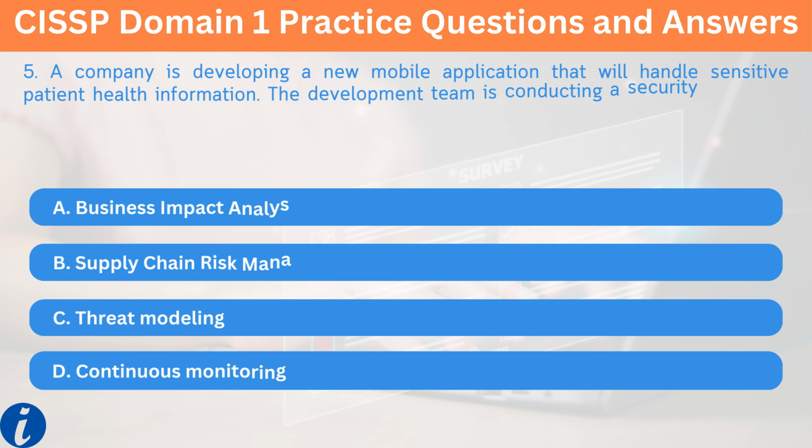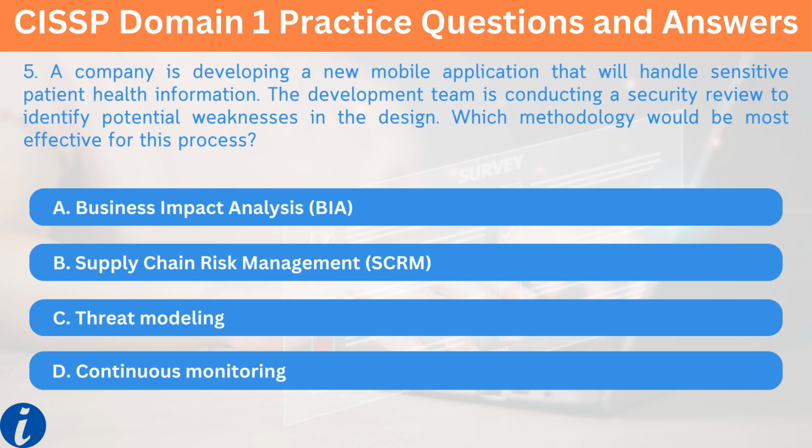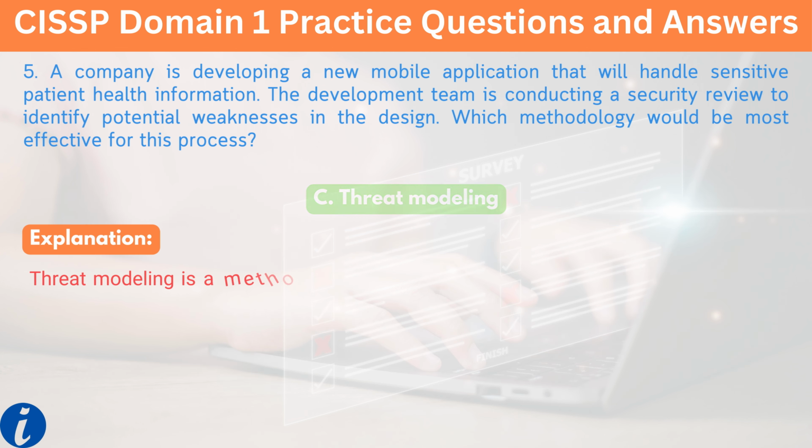5. A company is developing a new mobile application that will handle sensitive patient health information. The development team is conducting a security review to identify potential weaknesses in the design. Which methodology would be most effective for this process? A. Business impact analysis, BIA. B. Supply chain risk management, SCRM. C. Threat modeling. D. Continuous monitoring. The correct answer is C.